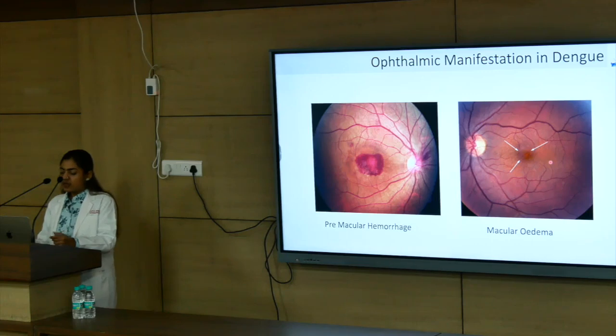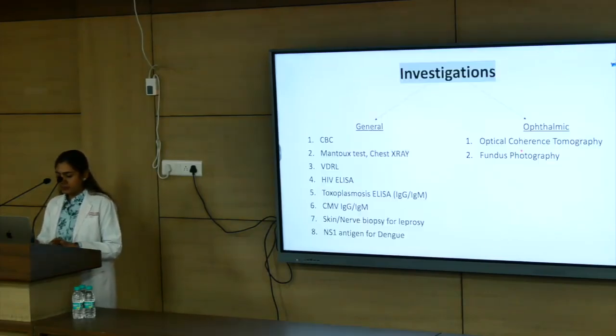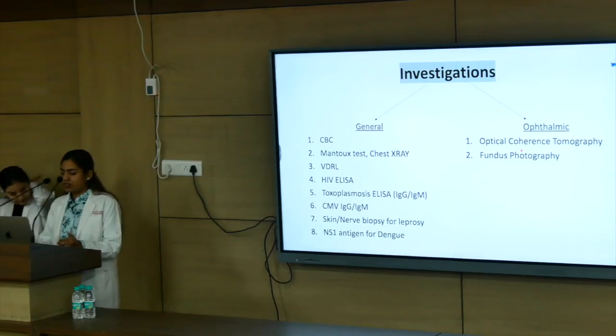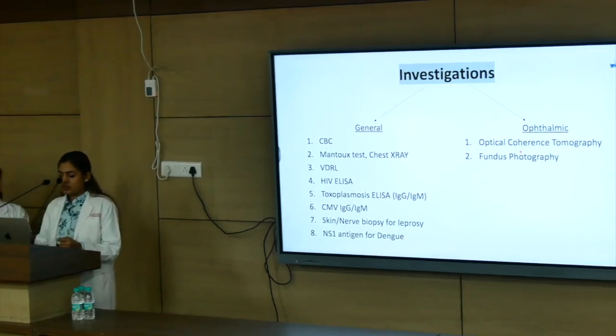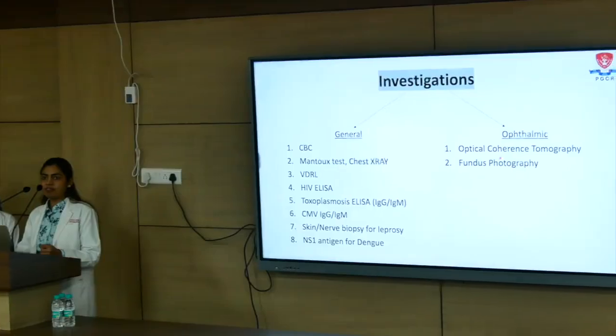Finally, discussing dengue, the most common hemorrhagic complication presents as premacular hemorrhage, and the most common maculopathy in dengue is macular edema. So investigations done are general investigations which are specific according to the infectious etiology, and ophthalmic investigations include optical coherence tomography and fundus photography.